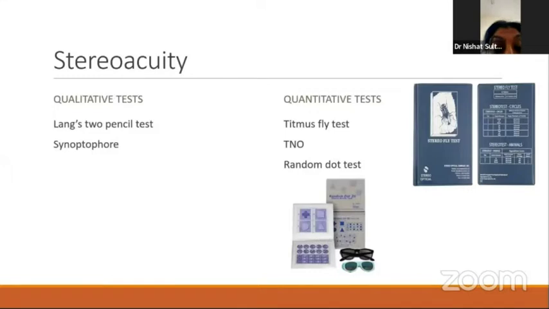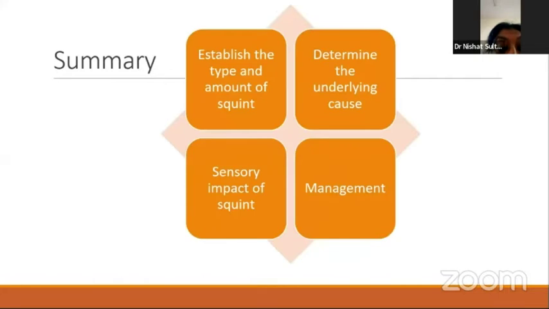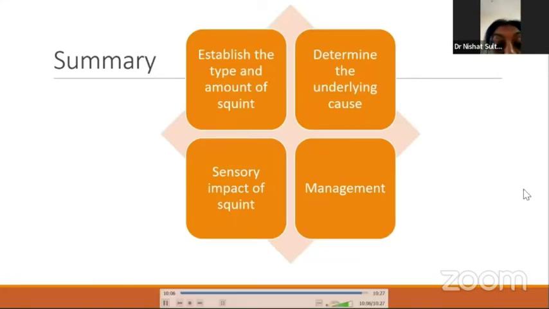The next important thing to measure is the stereopsis. So there are qualitative tests like the Lang's two pencil test, or quantitative tests like the Titmus fly test, random dot test. So to summarize the whole thing, first is to establish the type and the amount of squint. Then you're going to determine the underlying cause of the squint and the sensory impact of the strabismus, which finally gives you a fair idea about the management.